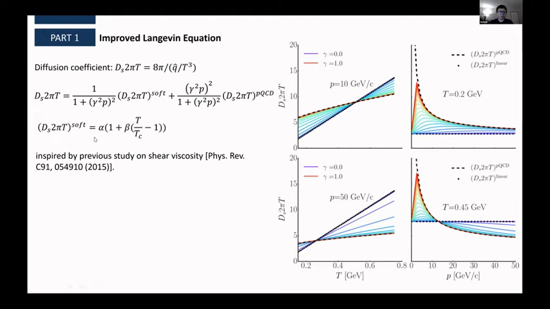This non-perturbative contribution is assumed to be a linear function of the temperature of the medium, which is inspired by our previous study on shear viscosities. We also have this additional parameter gamma, which controls the strength of those two terms. If gamma is close to 0, then this Ds 2 pi T is dominated by the non-perturbative contribution, whereas if gamma is close to 1, then it is dominated by the perturbative contribution.